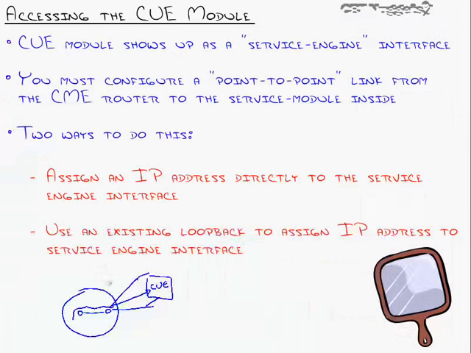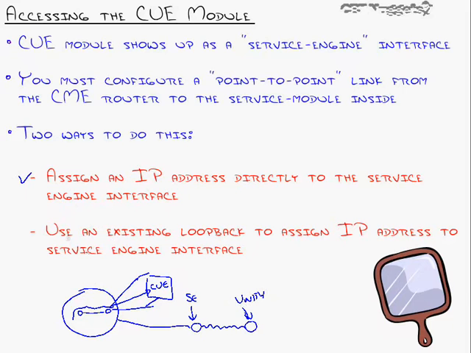There's two ways that we can build this point-to-point link. My favorite is this one. Assign an IP address directly to the service engine interface. So essentially, if we could visualize inside of the router, you have this service engine interface. You assign an IP address to that, and then you can remotely assign an IP address to the Unity module.